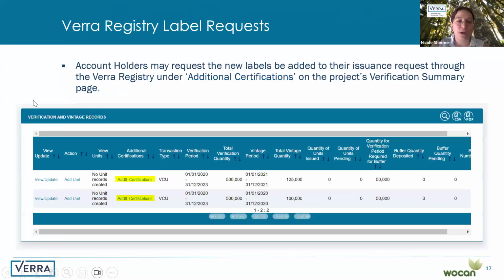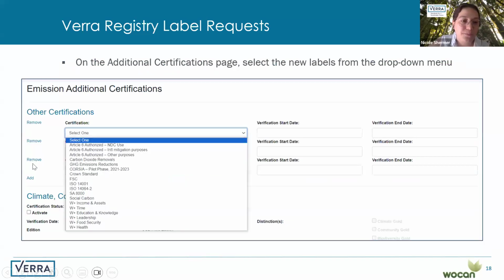These next couple of slides are some screenshots of the registry page for those who haven't seen this interface before. What you would do is go and look at the verification summary page of your VCS project. You would find your verification and vintage records there, and then to request labels for that particular record, you would click additional certifications, which is highlighted there in yellow. And then you would see this page where you can use the drop down to select the relevant W+ label for that subset of VCUs that you're requesting to be issued, and then you would just click submit.